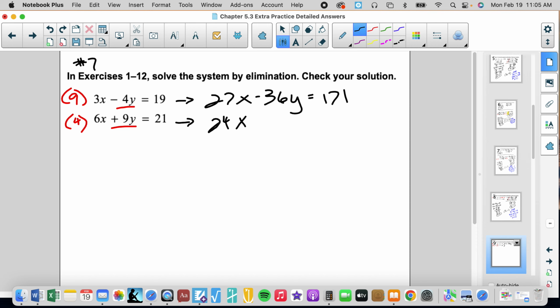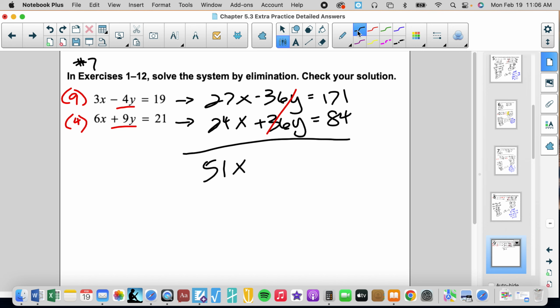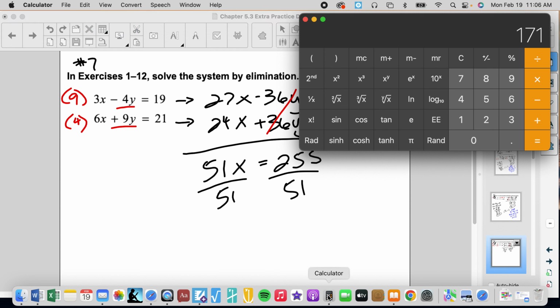And then we multiply everything by 4. We get 24x plus 36y equals 84. Now, my x's don't cancel. I have 51x. My y's cancel. And then I'm left with 255. Is that right? Yeah, that's good. Divide by 51. 255 divided by 51 is going to be 5.